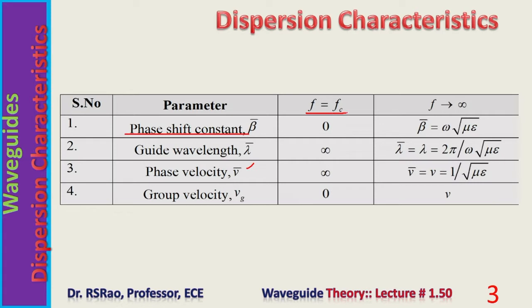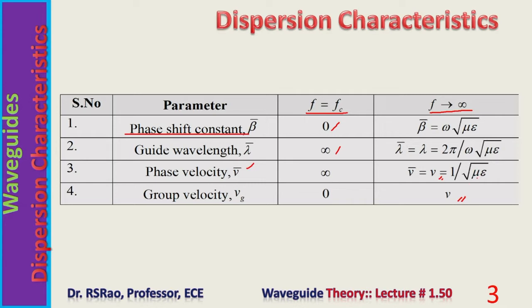You can see here, for example, phase shift constant. At cutoff frequency, phase shift constant is 0, but when frequency is very high, it is non-zero, equal to omega root mu epsilon. Guide wavelength, indicated by lambda bar, at cutoff frequency f equal to fc is infinity. But when frequency is very high, it is 2 pi by omega root mu epsilon. Phase velocity at cutoff frequency is infinity, but at high frequencies it is 1 by root mu epsilon. Group velocity is 0 at cutoff frequency and it is equal to V, that is 1 by root mu epsilon, when frequency is infinity.